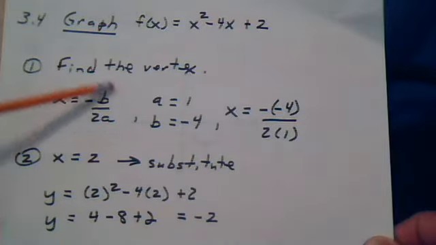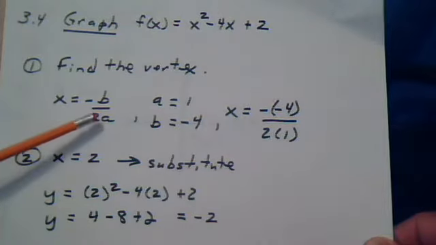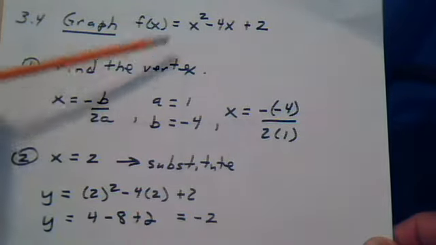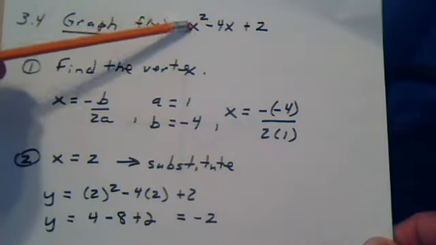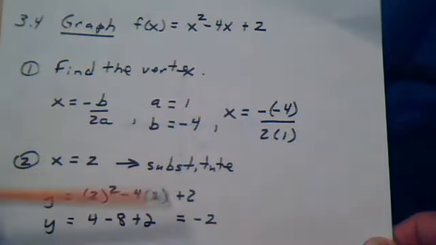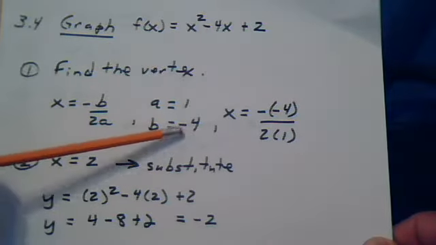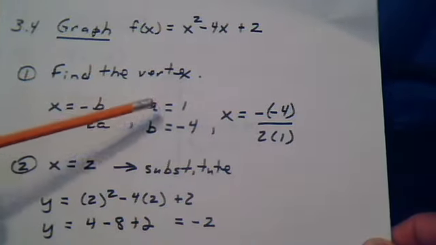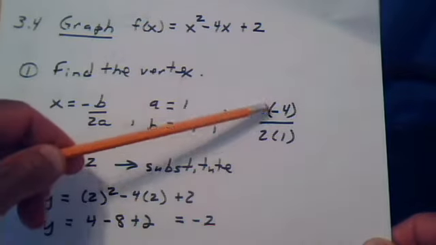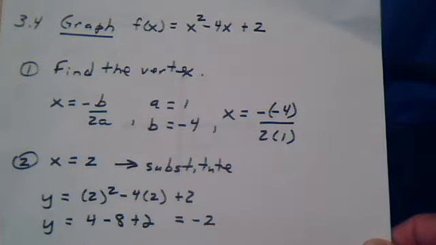This is the formula for the vertex of the parabola. Notice it requires that we identify the a and the b. So the a is the number in front of x to the second, which is a positive 1. And the b is the number in front of x to the first, which is a negative 4. Plug this a and b into this formula, and this is what it looks like. Simplify, and you get an x equal 2. So that's the x coordinate of the vertex.